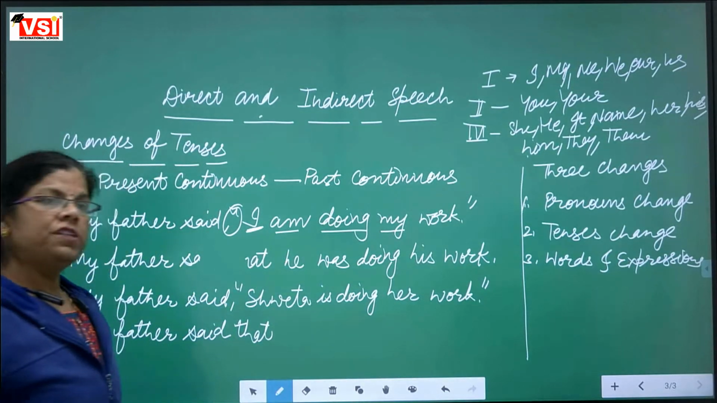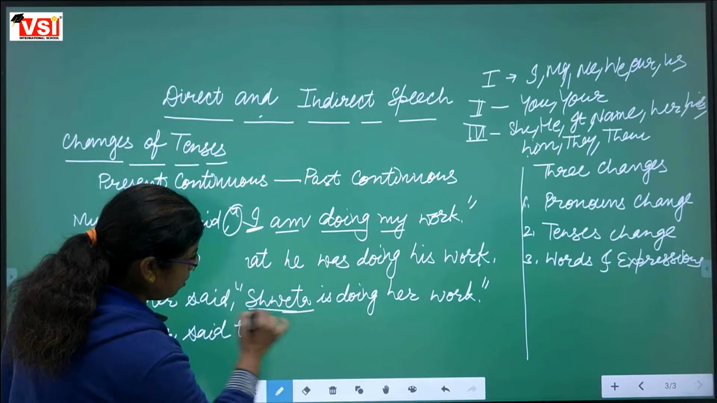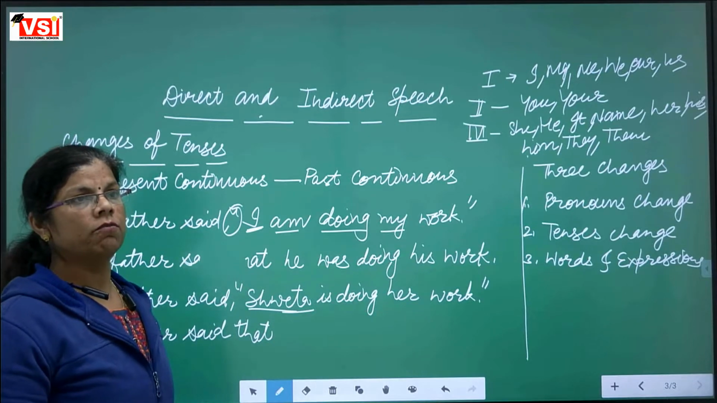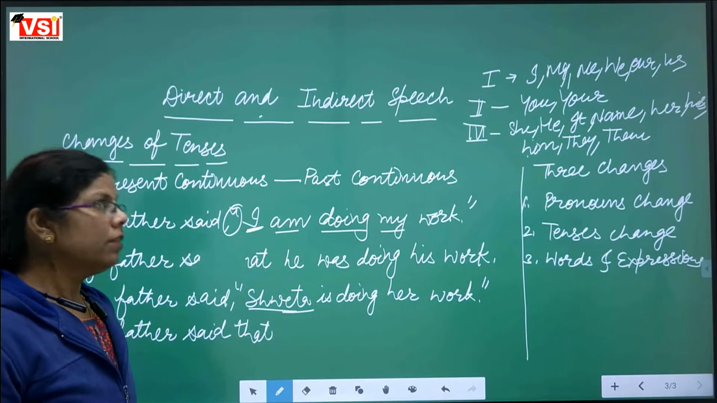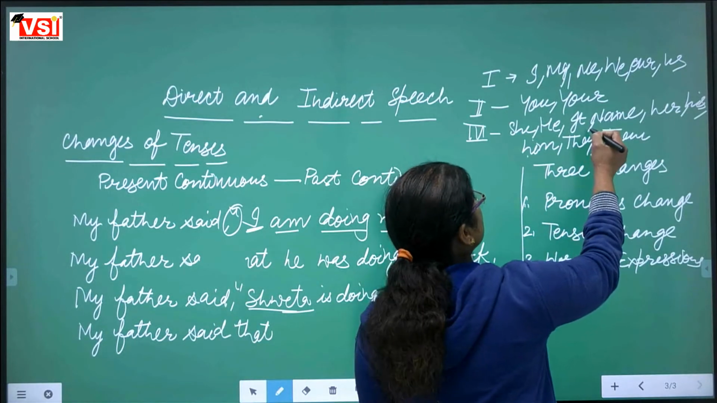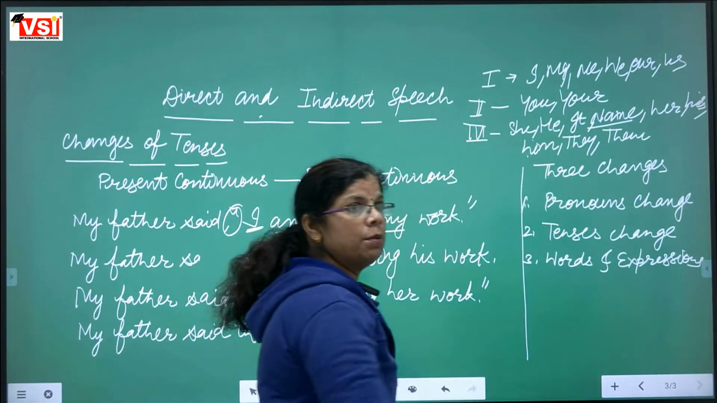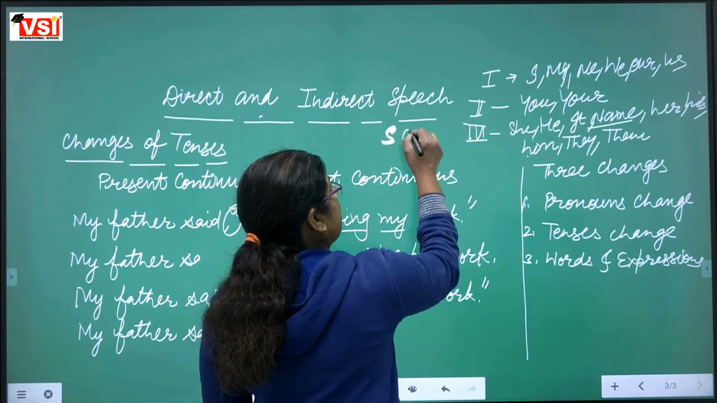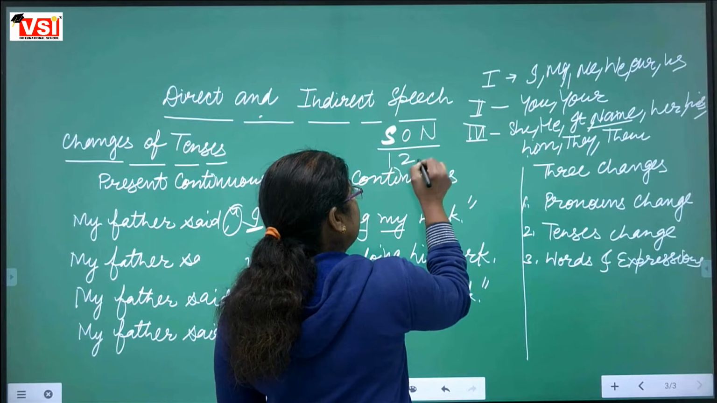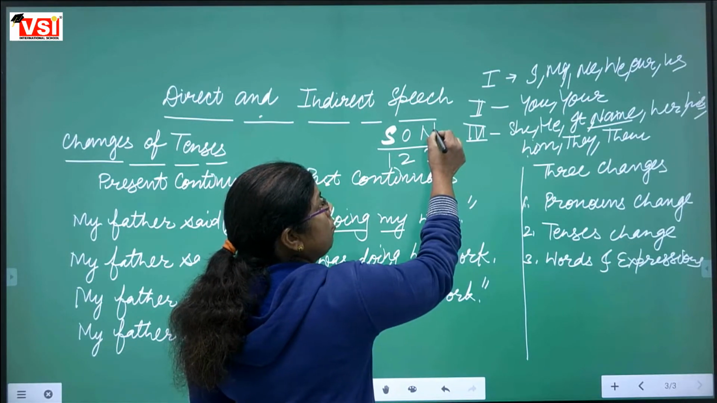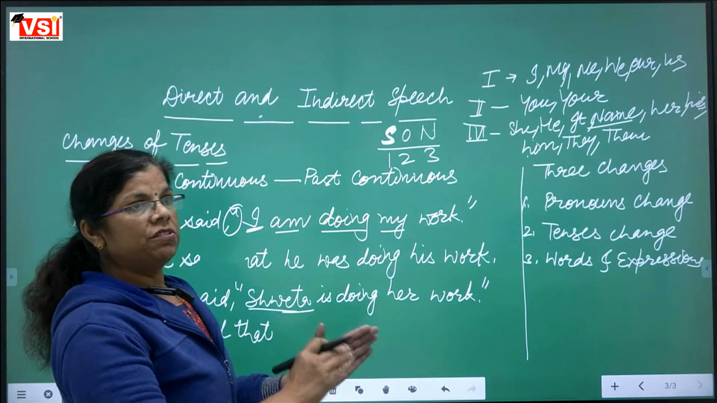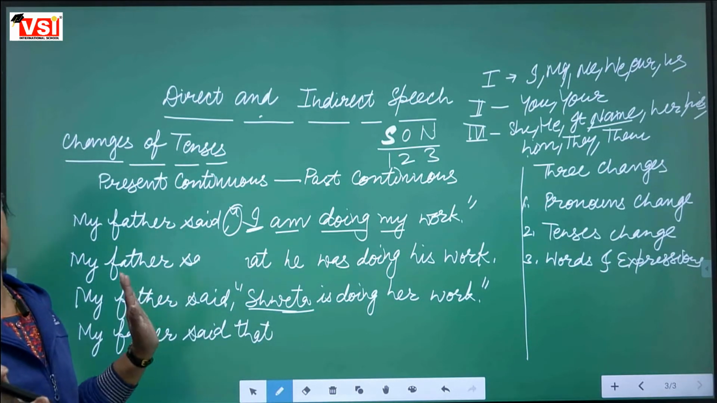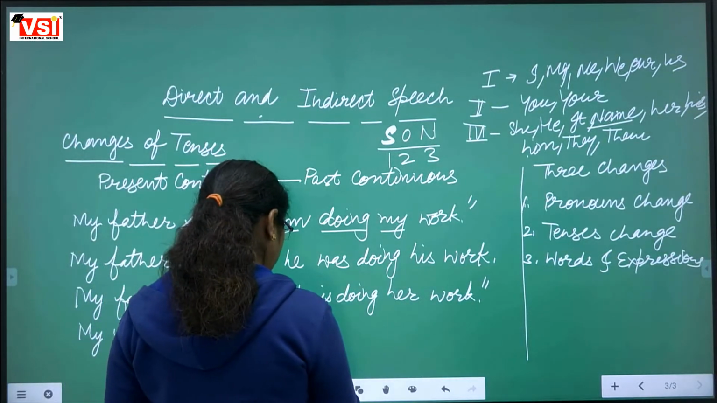Now see, what is Shweta? Is it first person pronoun, second person pronoun, or third person pronoun? Third person pronoun, because we have written that third person means name. Name comes in third person. Third person pronoun means no change. Whenever we have a third person pronoun in our sentence, we do not change it at all. So Shweta will be Shweta only.